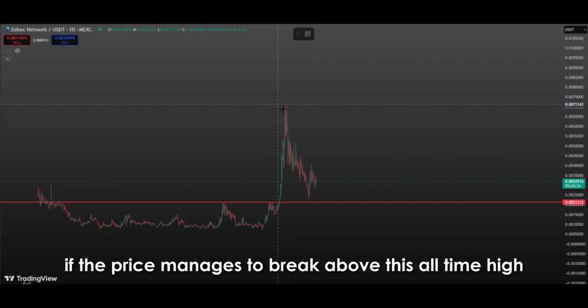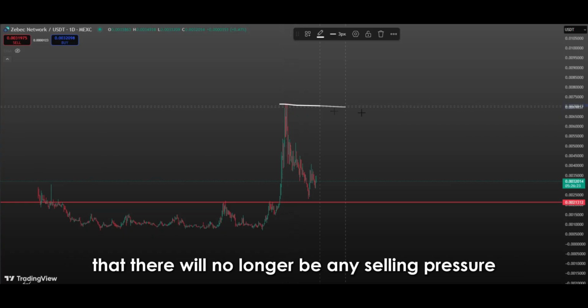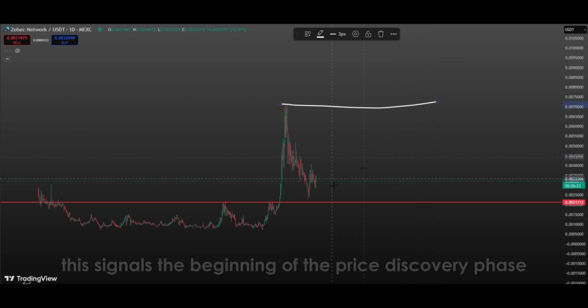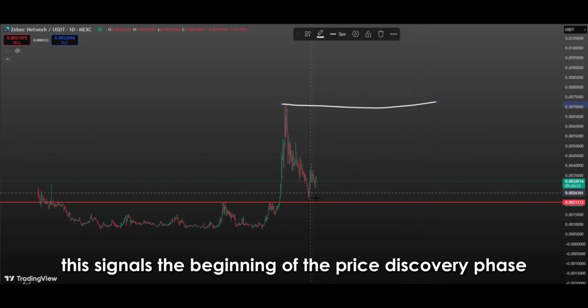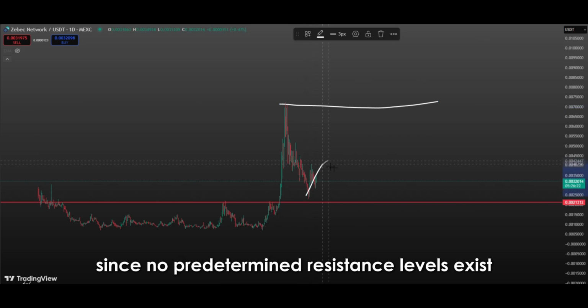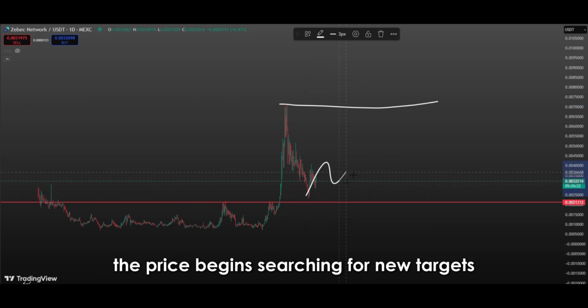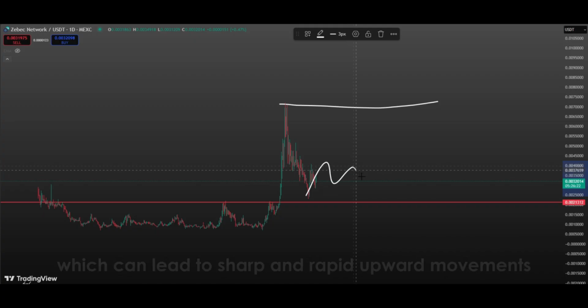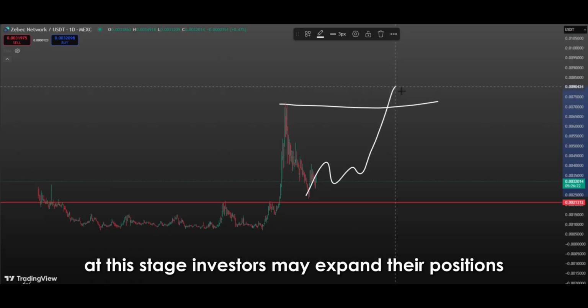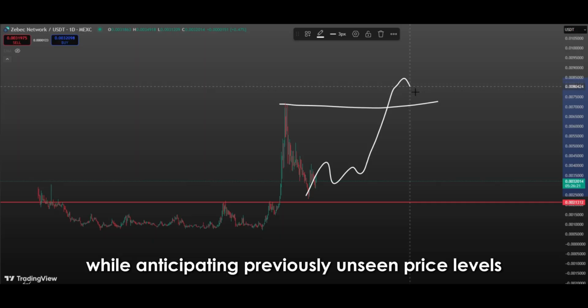If the price manages to break above this all-time high, it can be assumed that there will no longer be any selling pressure or resistance above it. Technically, this signals the beginning of the price discovery phase. In a price discovery phase, since no predetermined resistance levels exist, the price begins searching for new targets, which can lead to sharp and rapid upward movements. At this stage, investors may expand their positions or make new purchases while anticipating previously unseen price levels.